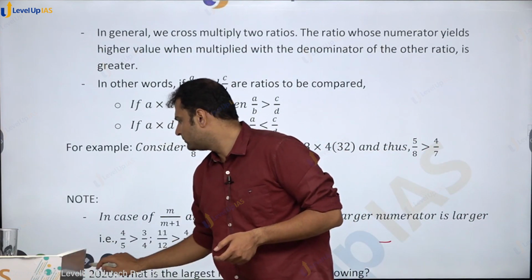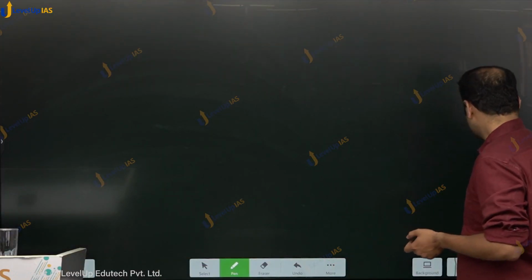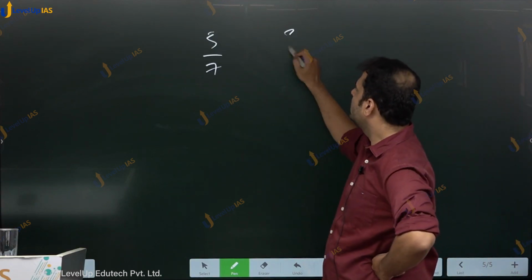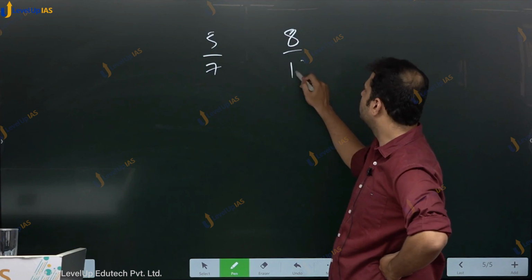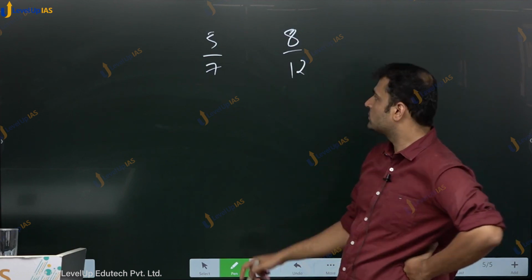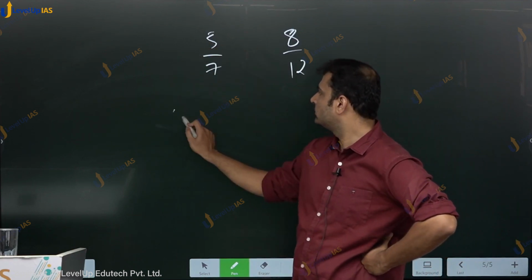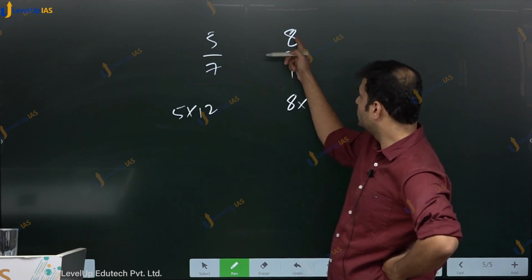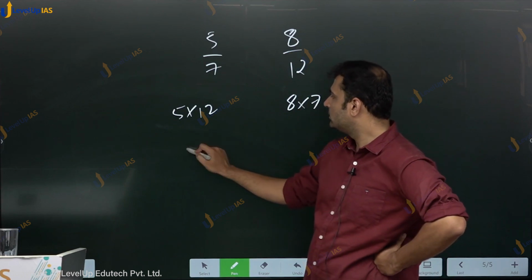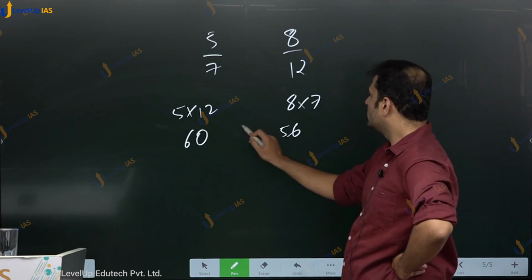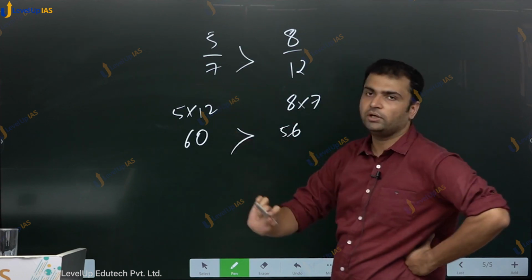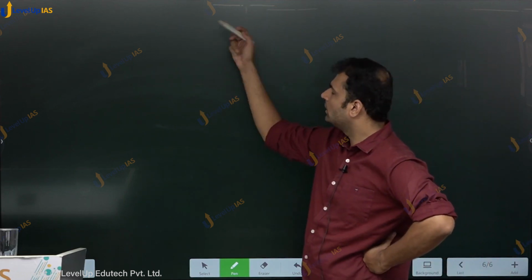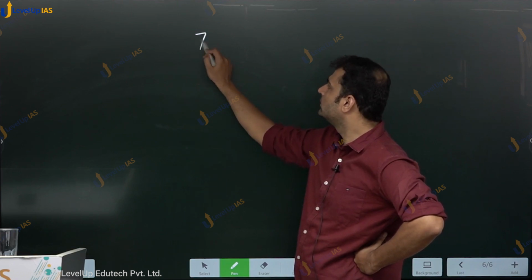For example, I'll take random fractions 5/7 and 8/12. We want to compare these two fractions. What we'll do? 5 into 12 and here 8 into 7. जिसका न्यूमरेटर जहां पे वहां पे लिखना है. This is 60, this is 56, this is bigger, so this is bigger. As simple as that.